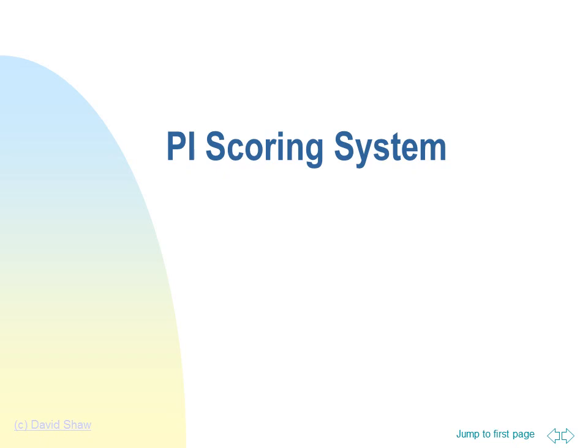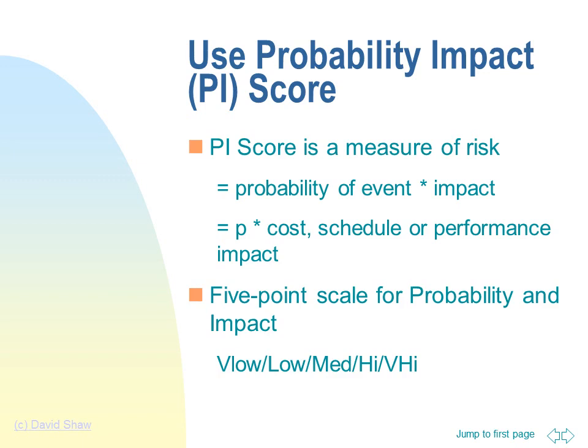Now let's look at two ways of using the PI scoring system. After we identify the probability and impact, we can use PI scores to compare individual risks, define the most important risks, and assess total risk on a project. A PI score is simply the result of multiplying together the probability and impact using the 5-point scale. A 3-point scale lacks sufficient granularity to prioritize risks.